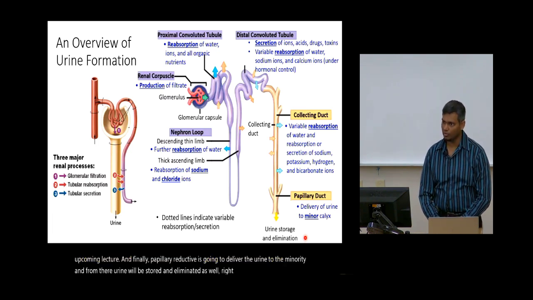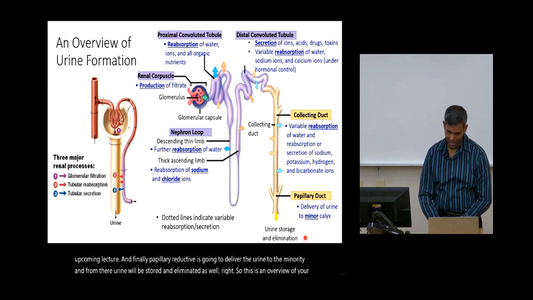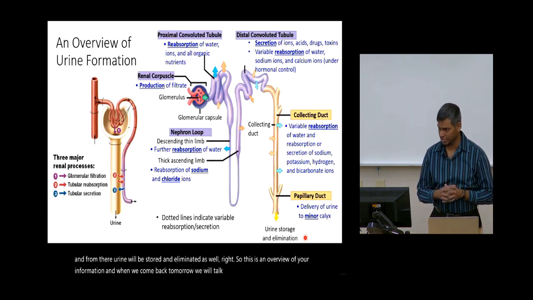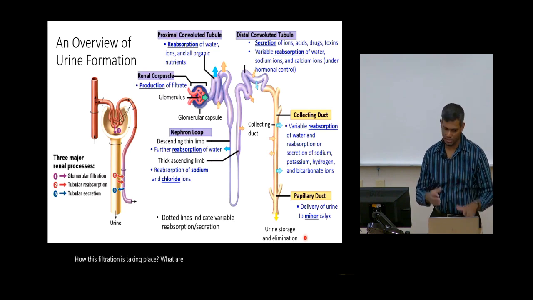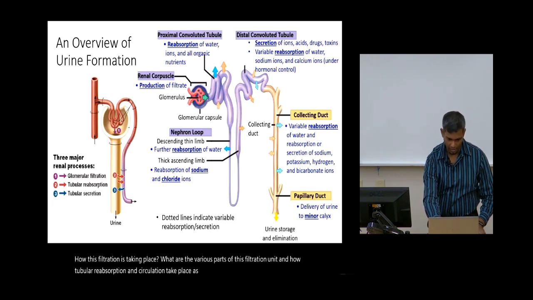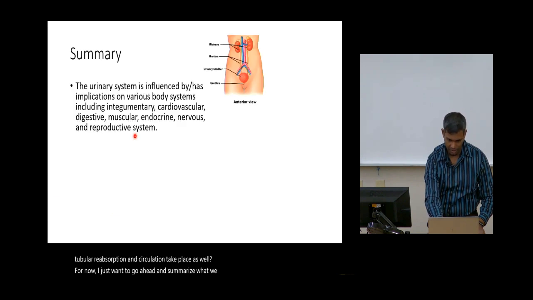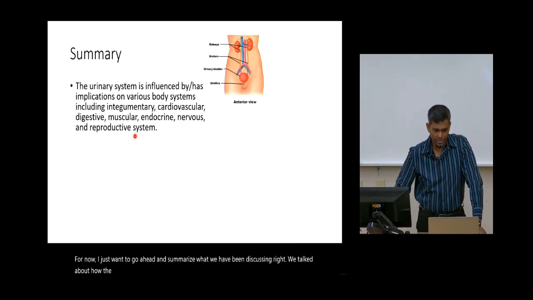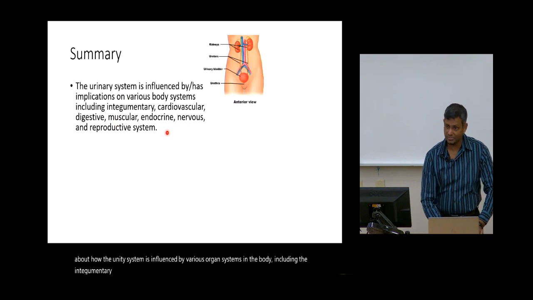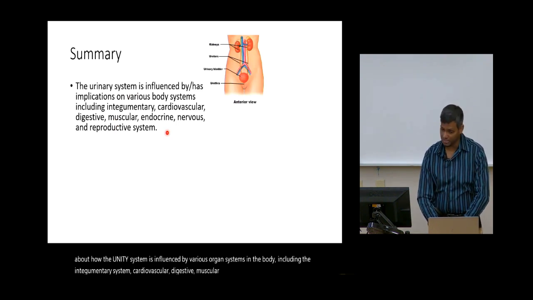So this is an overview of urine formation, and when we come back tomorrow, we'll talk about how this filtration is taking place, what are the various parts of this filtration unit, and how tubular reabsorption and secretion take place as well. For now, I just want to go ahead and summarize what we have been discussing, right? We talked about how the urinary system is influenced by various organ systems in the body, including the integumentary system, cardiovascular, digestive, muscular, nervous, and the reproductive system.